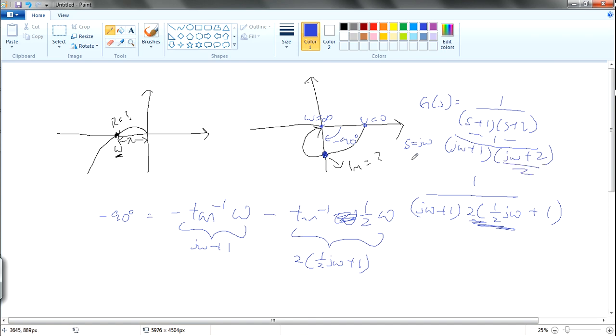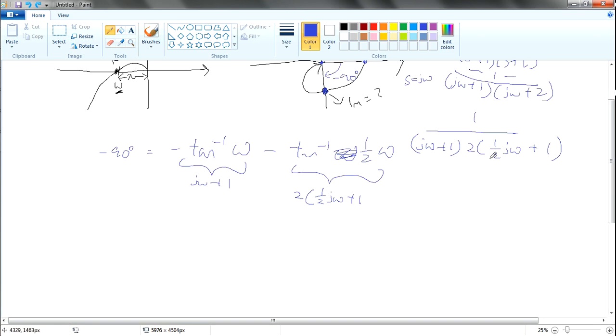So therefore 2 is out here, and then you divide by 2, you have half j omega plus 1, and then 2 is outside. Make sense? Okay, so let's continue. Since we know this, minus 90 degrees is equal to minus tangent inverse omega minus tangent inverse half omega.